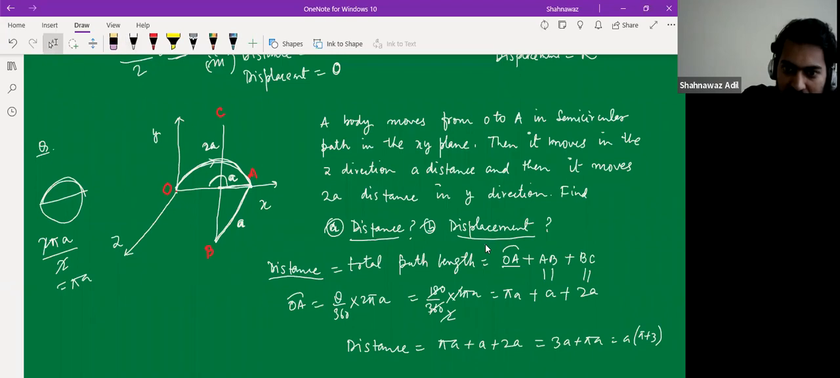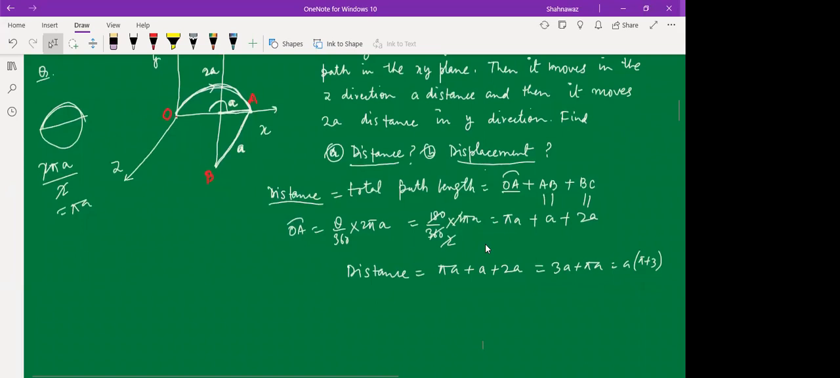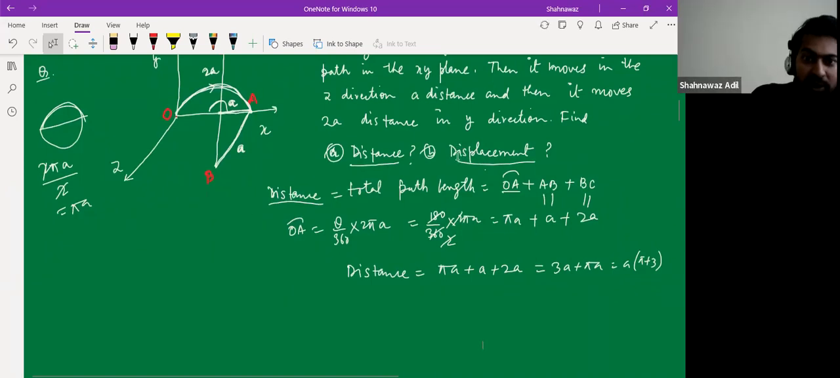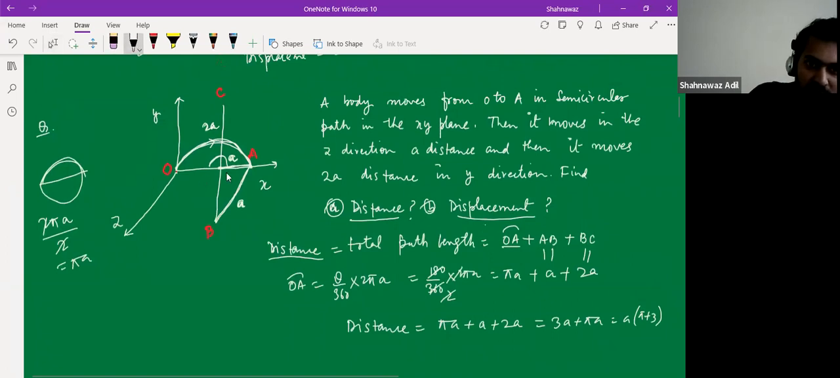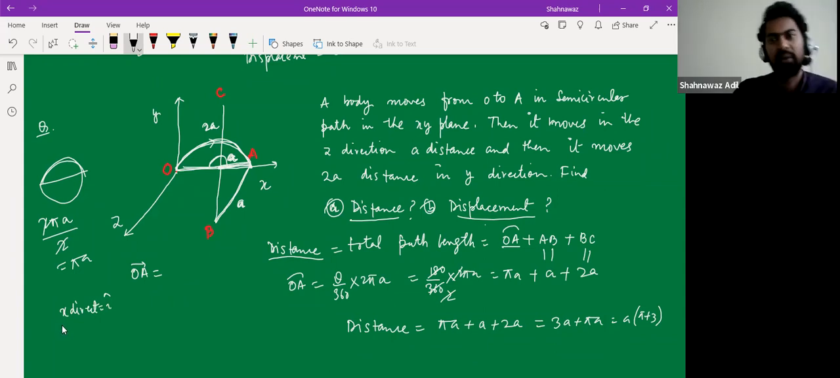Now we will calculate the displacement using the vector properties. When you see OA, it goes a distance in the x direction. So what will be the OA vector? It is 2A distance in the x direction. X direction is i hat, right?